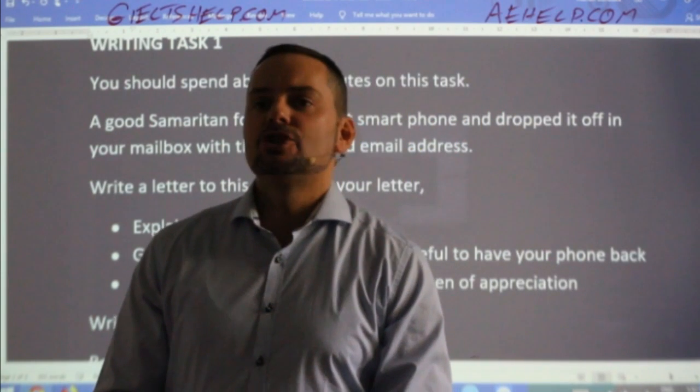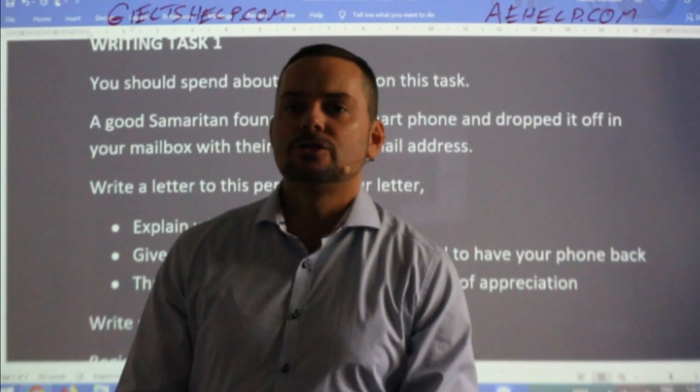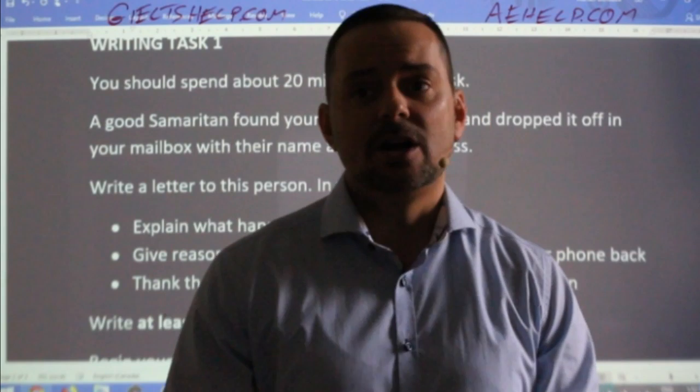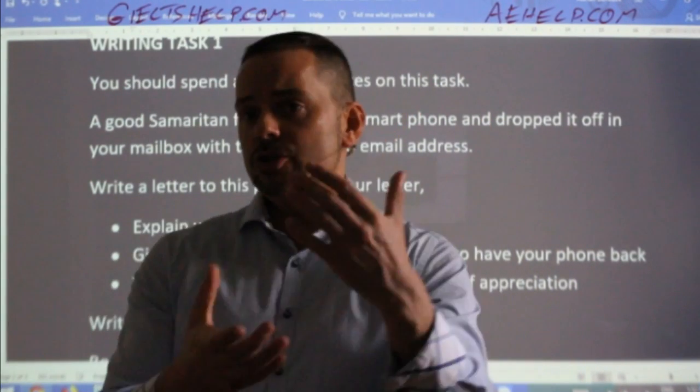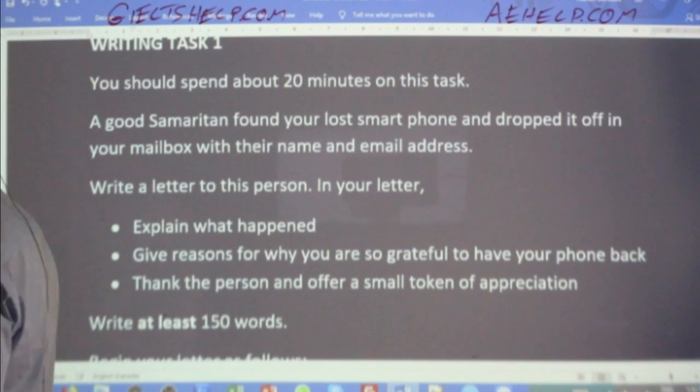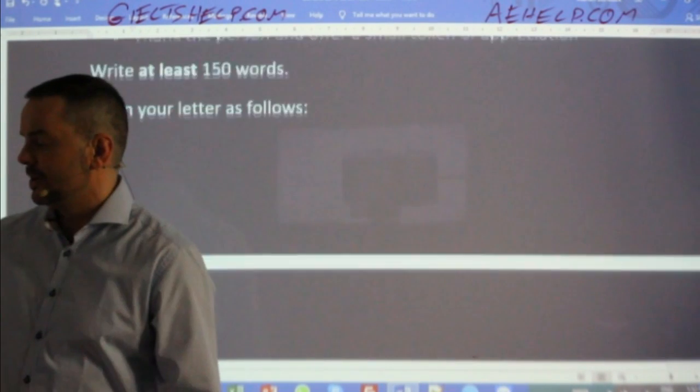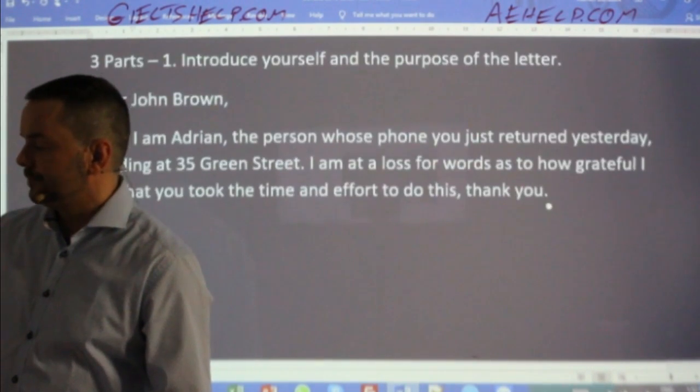Okay, so if you can replicate that for the IELTS, you are on your way to a stellar mark. Pachu says, I am Pachu and I'm writing with regard to the iPhone which I lost yesterday and you returned to my mailbox. Pachu, that's good as well. Okay, fantastic. Okay, so students, you got the right idea. You get what's going on.